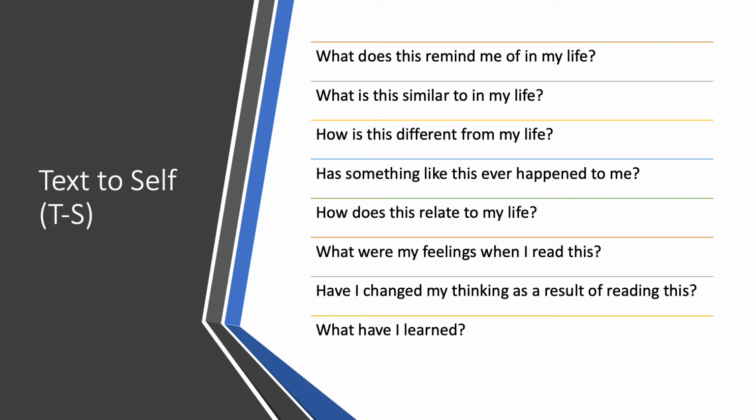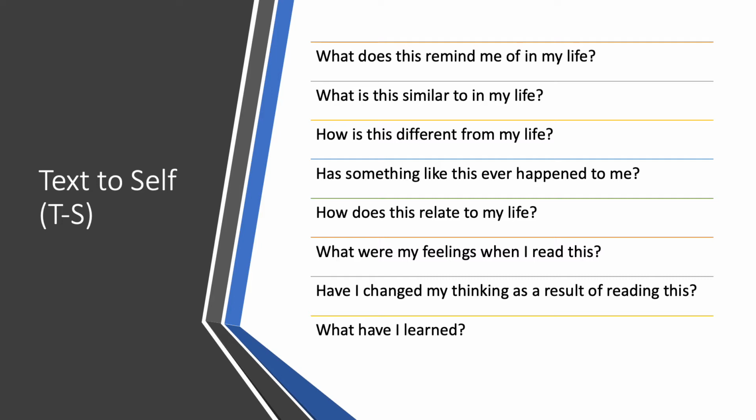Other questions: has something like this ever happened to me? How does this relate to my life? What were my feelings when I was reading this? Were you sad, happy, angry, disappointed, etc.? Have I changed my thinking as a result of reading this? So if you're reading something and as you're reading your opinion starts to shift, jot that down as a text to self connection. And then lastly, what have I learned from reading this? Again, that is a text to self connection because it's focusing on you as the reader, what you have learned.